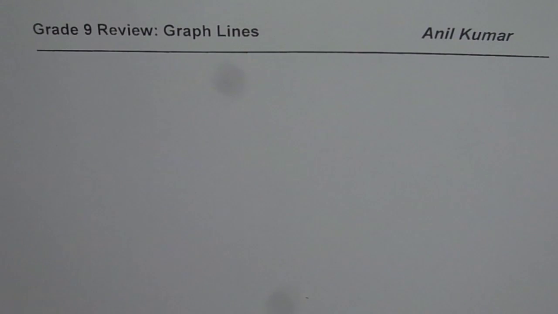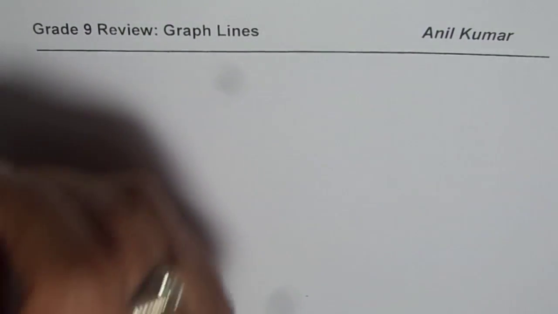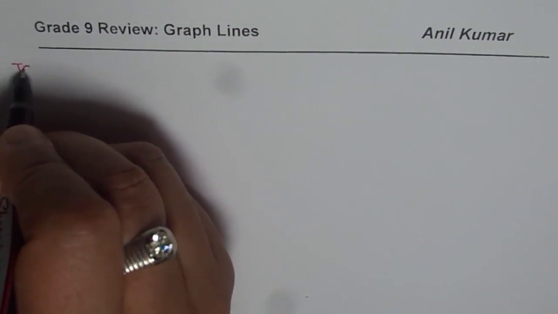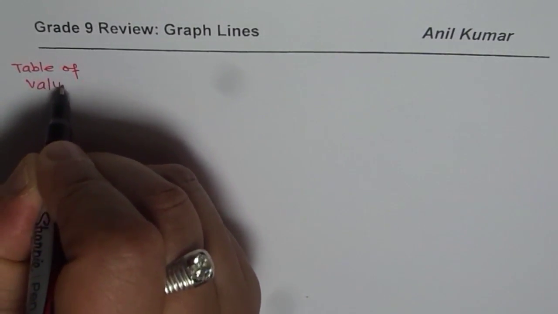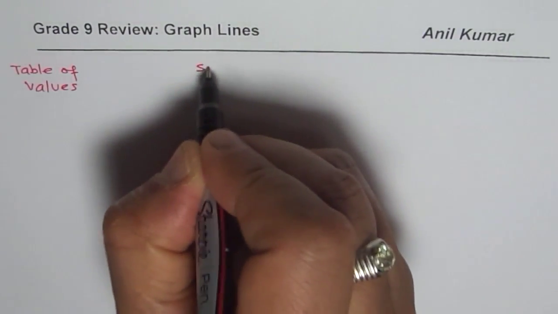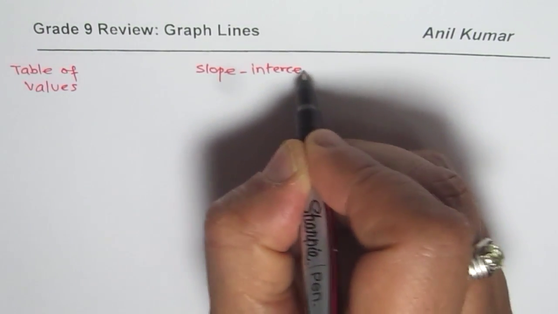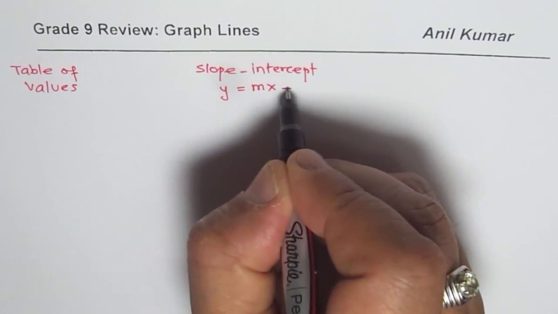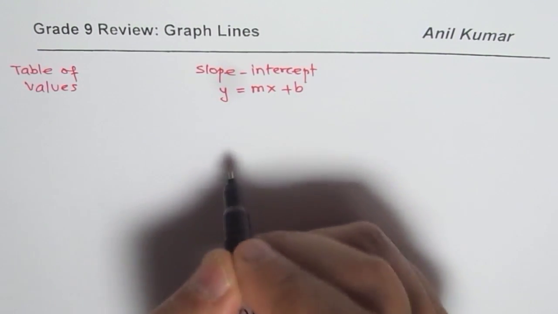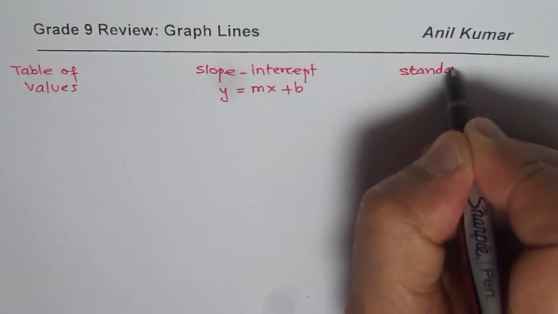In this video, we are going to discuss three different methods to graph a line or a linear equation for that matter. Now, the first method will be concerning table of values. So we'll make a table of values and then graph. Second method will be using slope-intercept form of the line. I hope you remember what is slope-intercept form. It is y equals mx plus b, where m is the slope and b is the y-intercept. And then we will use standard equation for the line.